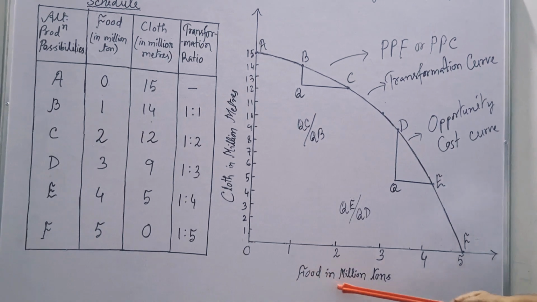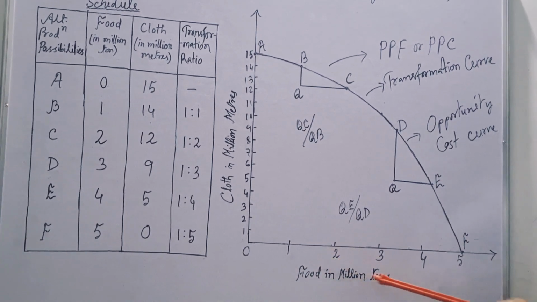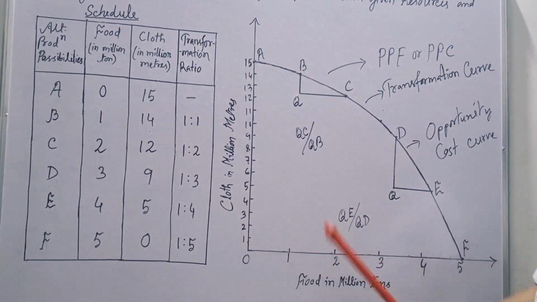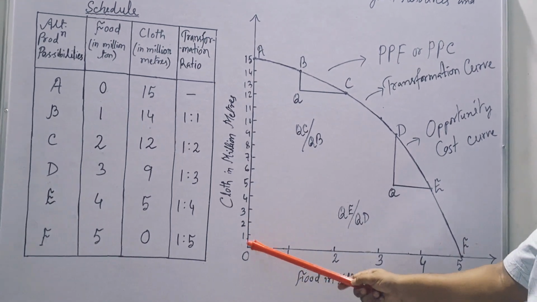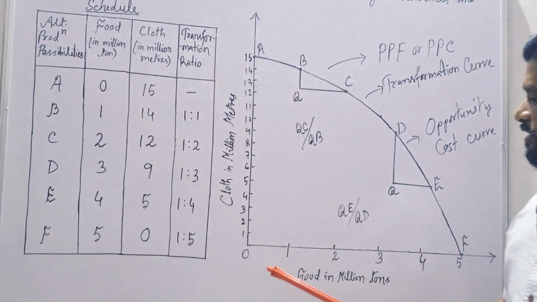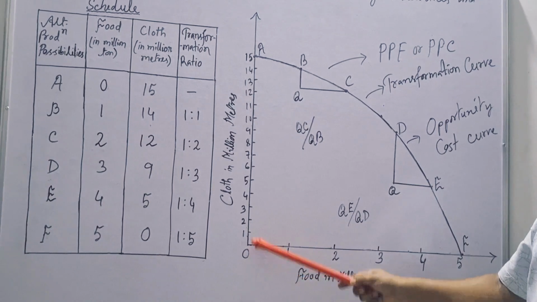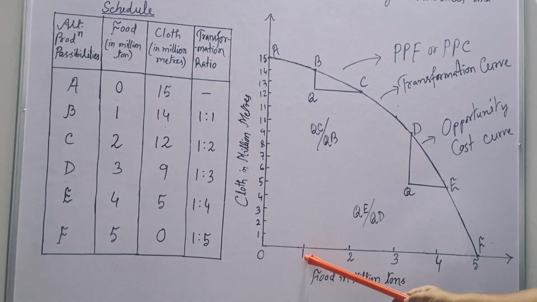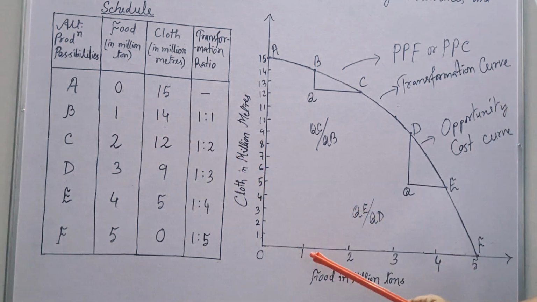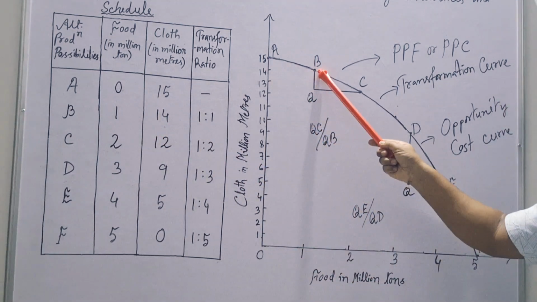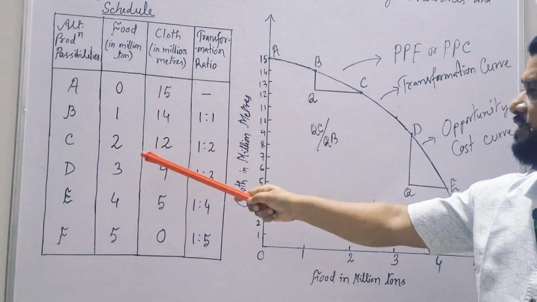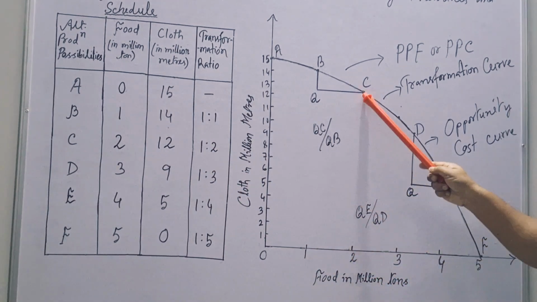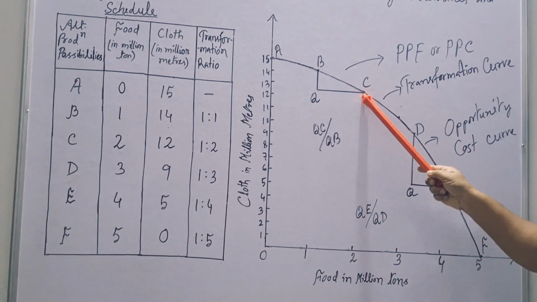Food is measured in the horizontal axis, and cloth is measured in the vertical axis. So you see, at combination A, food is 0 but cloth is 15. In combination B, food is 1, cloth is 14. There is 1 and here 14, B. At combination C, food is 2 and cloth is 12.